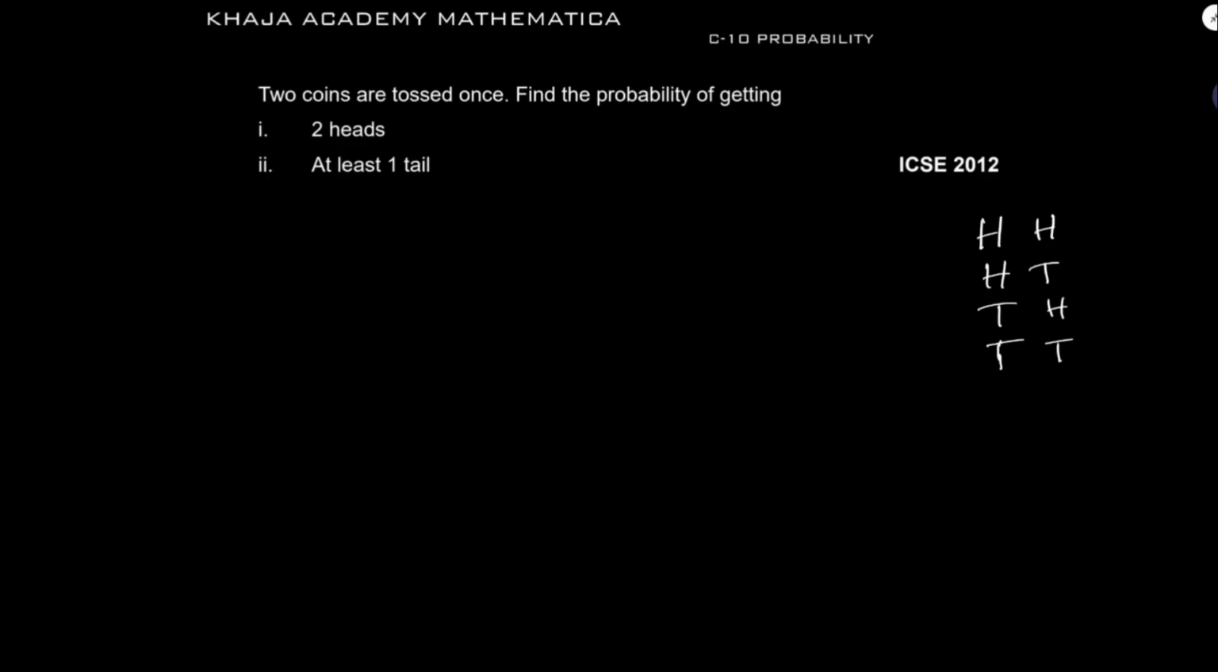So the sample space will be: head head, head tail, tail head, tail tail. This is the sample space. The number of elements in the sample space is 4. Now the first question is, what is the probability of getting two heads?